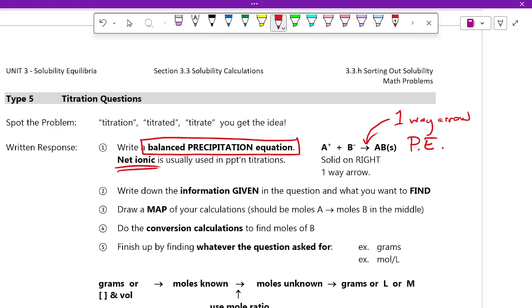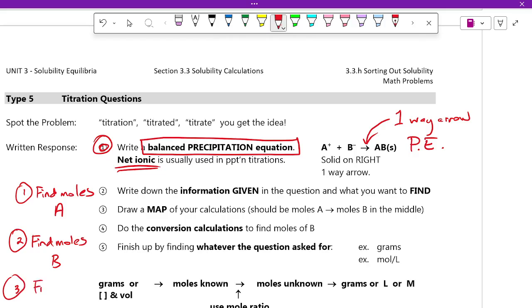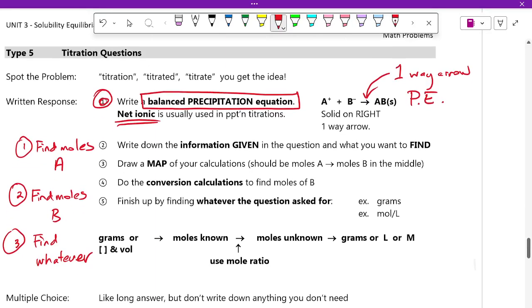You can do these steps, or if we make this step 0, once again, I'm going to change this up a little bit. Step 0 is write the balanced equation. Step 1 is find moles of substance A. Step 2 is find moles of substance B. And then 3 is to find whatever the question asks for. Okie dokie. I think that's easier than what I've got written here. I might need to change this. So there we are.